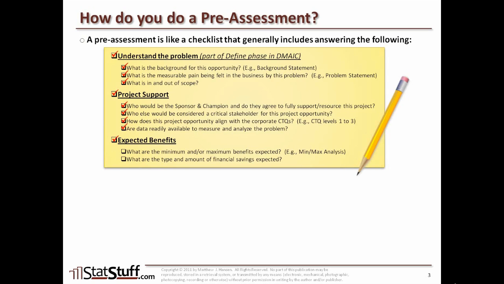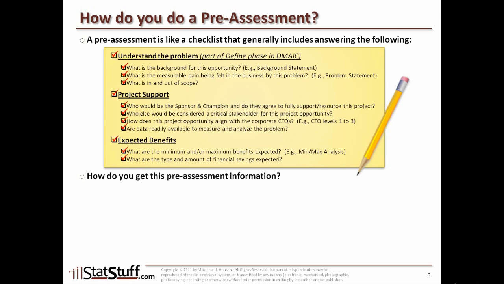Next, under the expected benefits section, we want to ask, what are the minimum or maximum benefits that can be expected from this effort? That's the MinMax analysis, which we're going to get into next. And then last, we want to ask, what are the type and the amount of financial savings that could be expected? So we don't want to just understand the dollar amounts straightforward, but we want to categorize those dollar amounts based off of how we categorize the financial benefits that we addressed in a previous training video.